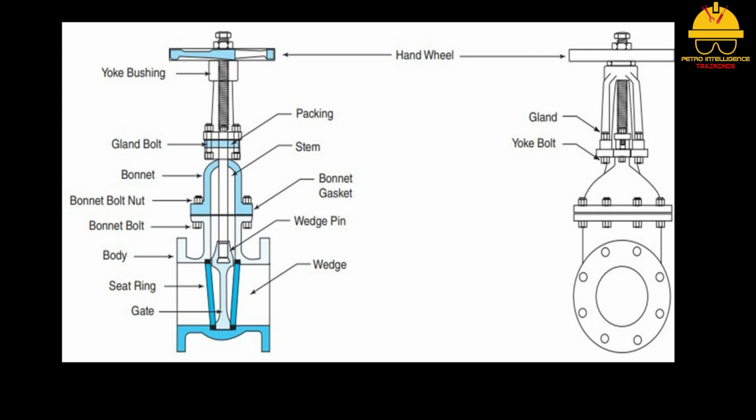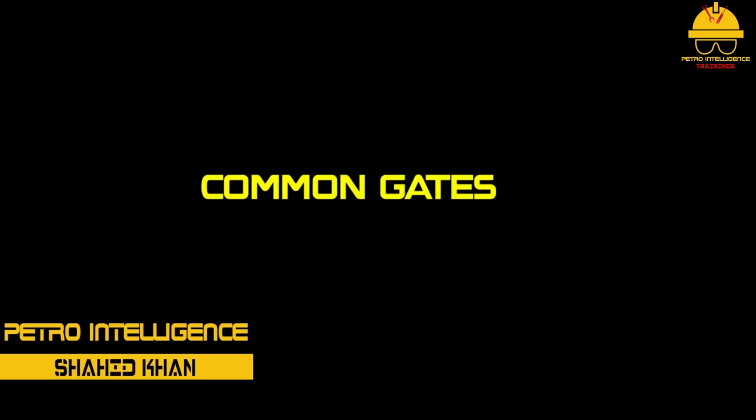The handwheel is attached to the valve stem. The handwheel transfers rotational energy to the stem. This rotational energy controls the movement of the flow control element. Turning the handwheel clockwise closes the valve. When the handwheel is turned counterclockwise, it is opened.